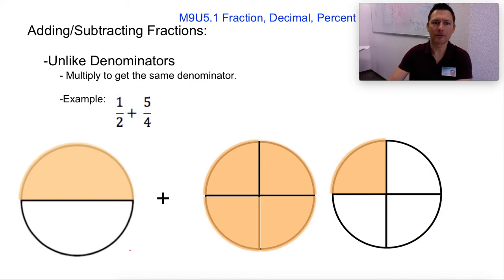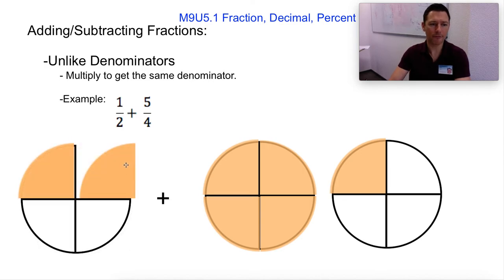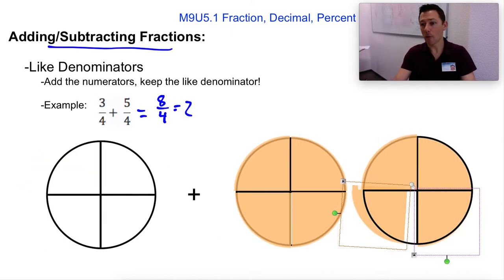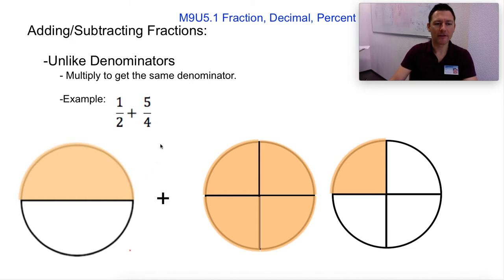Sometimes the math gods are not kind to you and you get different denominators, unlike denominators. You have to make them like denominators, because here I've got 1/2 and 5/4, and this 5/4 was 1, 2, 3, 4, 5 fourths, but they're different pieces. I can't really figure out how to wedge these in here. It's hard for me to see. So instead, I'm going to turn this fraction into fourths.